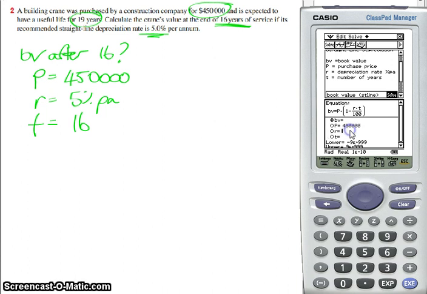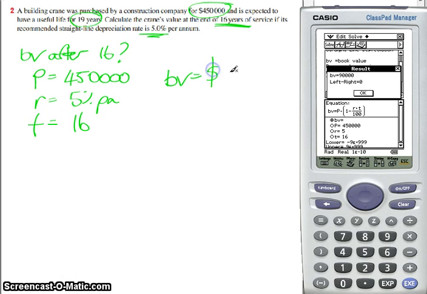450,000, 5%, 16 years. Make sure that's ticked. Click solve. It says here that it's going to be worth $90,000. Don't forget to tell me that you used CAS to solve it.